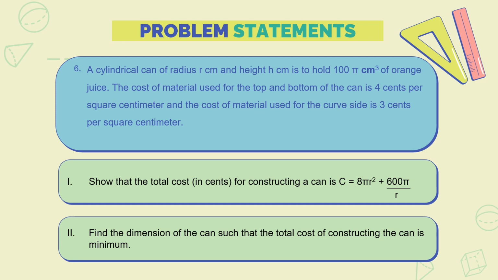Problem statement 1. Show that the total cost in cents for constructing a can is C = 8πr² + 600π/r. Problem statement 2. Find the dimensions of the can such that the total cost of constructing the can is minimum.